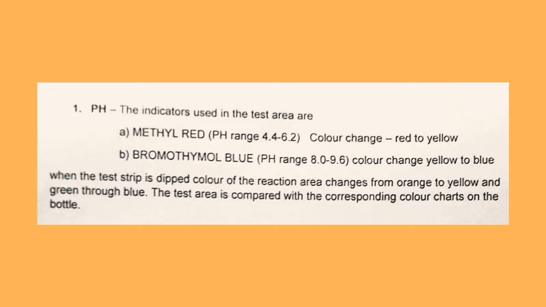which helps us know the presence of the chemical. The principle behind the pH test: the indicators used in this test are methyl red and bromothymol blue. Methyl red pH range is 4.4 to 6.2 and bromothymol blue pH range is 8 to 9.6. Color change will be red to yellow for methyl red, and yellow to blue for bromothymol blue.